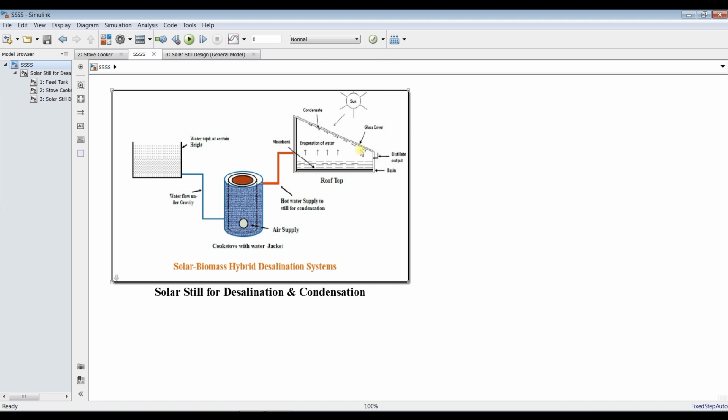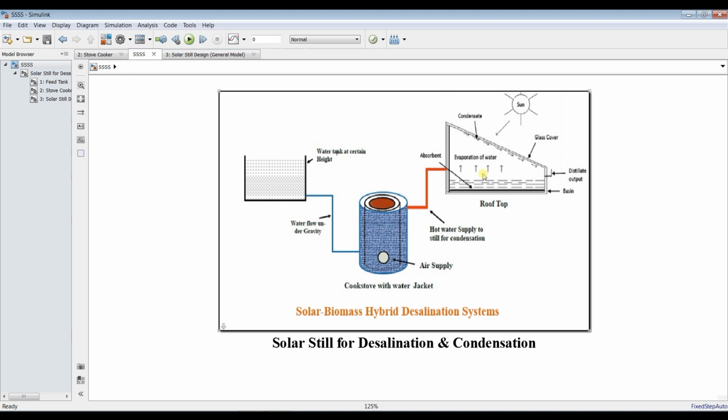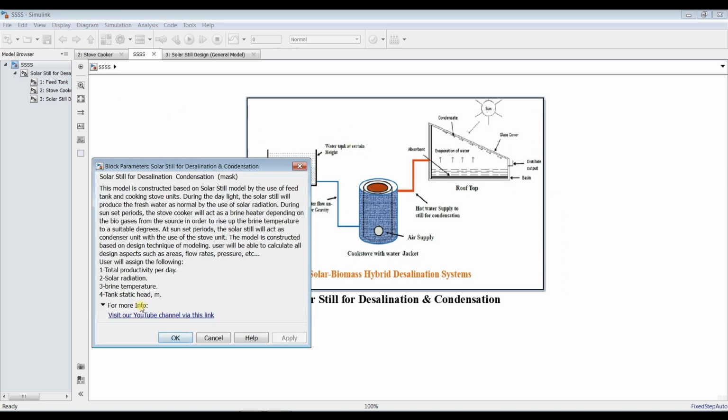This is a single slope solar still, and it's supposed to work as a double acting unit. It's supposed to work as a solar distiller and a condenser during sunset periods. Therefore, during sunset, during the absence of the sun, we can use this cooker in order to increase the temperature of the brine and make some evaporation and condensation. But I don't recommend such things, because one of the solar still's favorite operational features is that it is utilized by only solar radiation. So you can double click here for more information.